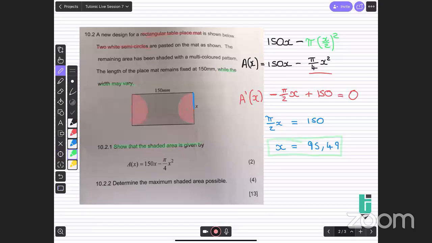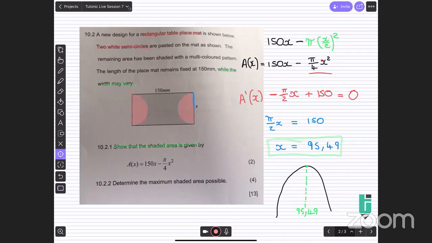It's like your parabola, right? What we're saying is that the x value at the turning point is 95. Does that mean the maximum is 95? No. It just means the x value is 95. But if you want to find the corresponding value, what would you do? You would take this and substitute it in the original equation. Do you agree? Because this is the area equation.